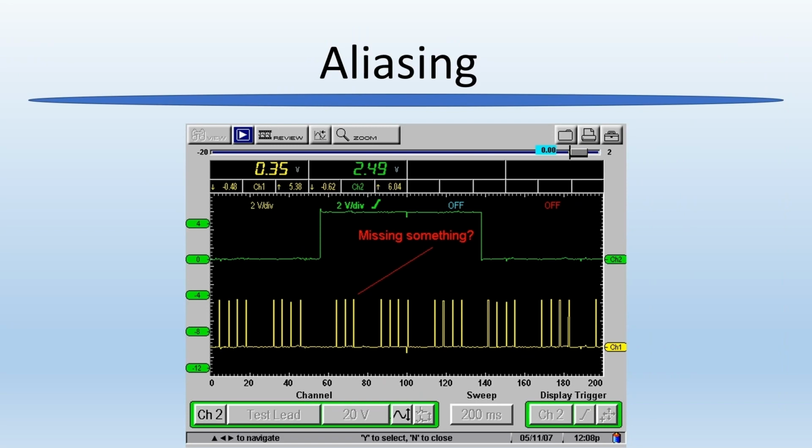This capture is from a crank sensor on a Chrysler. There's nothing wrong with this vehicle. It looks like one of the pulses from the crank sensor is missing. It should be a repeating pattern of 4 pulses, yet one of them only has 3.